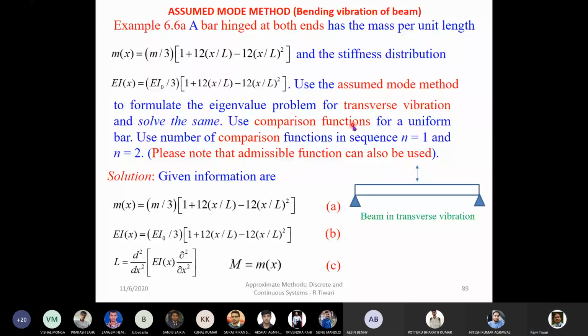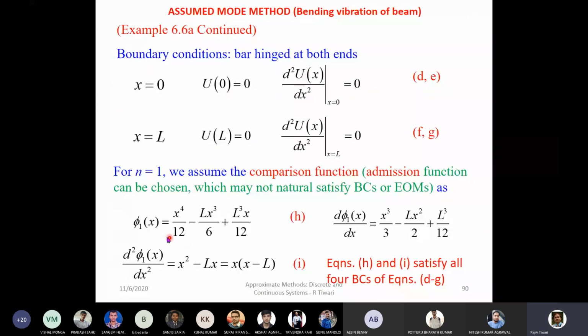Here, because these boundary conditions were simple, I could choose some comparison function, and I'm just showing the basic steps which are there. So this is one of the comparison functions. For the comparison function, we know the requirement is more stringent. So what is the requirement? That it should satisfy all four boundary conditions.